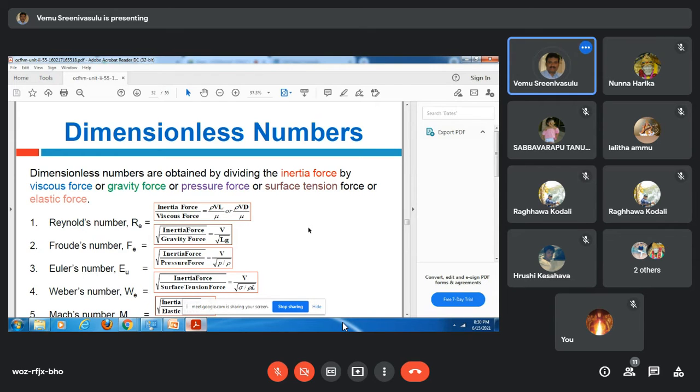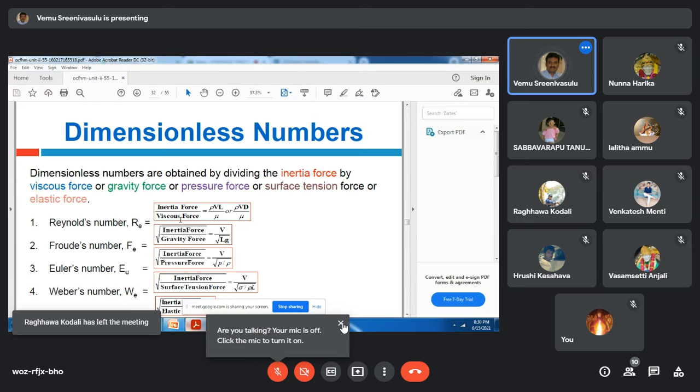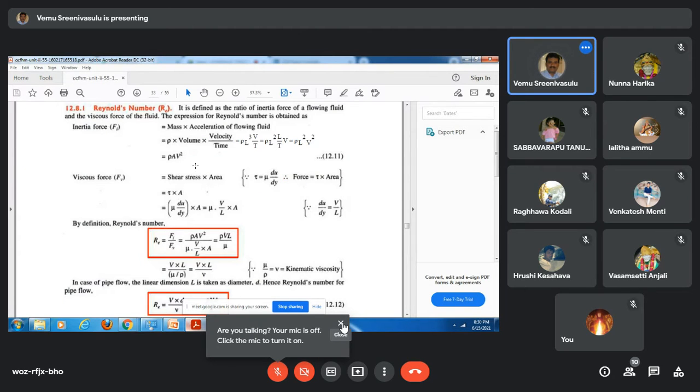For example, these are the derivations of how to calculate the Reynolds number. As I said, Reynolds number is the inertia force by viscous force, right? Inertia force, how do you calculate? As I said, mass into acceleration of the fluid flow. Mass means density of the fluid into volume. Acceleration means velocity by time.